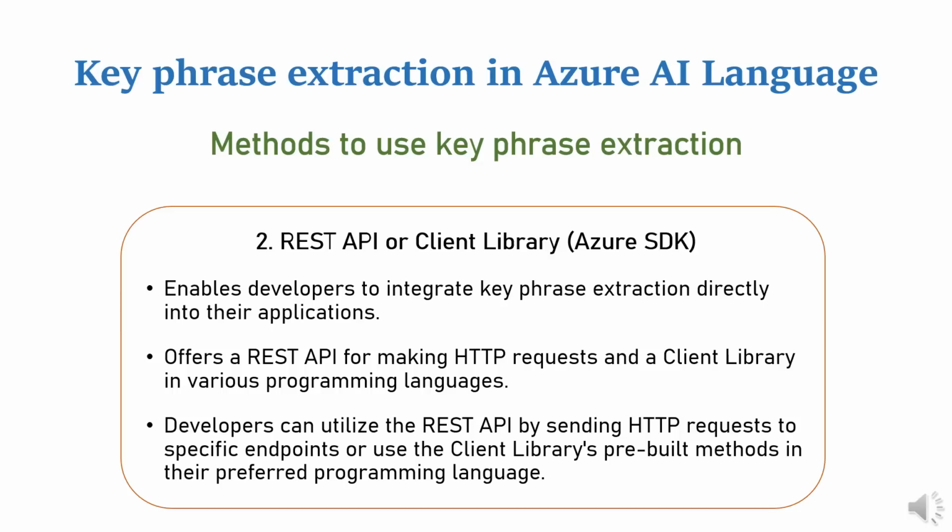REST API or client library enables developers to integrate key phrase extraction directly into their applications. Offers a REST API for making HTTP requests and a client library in various programming languages. Developers can utilize the REST API by sending HTTP requests to specific endpoints or use the client library's pre-built methods in their preferred programming language.